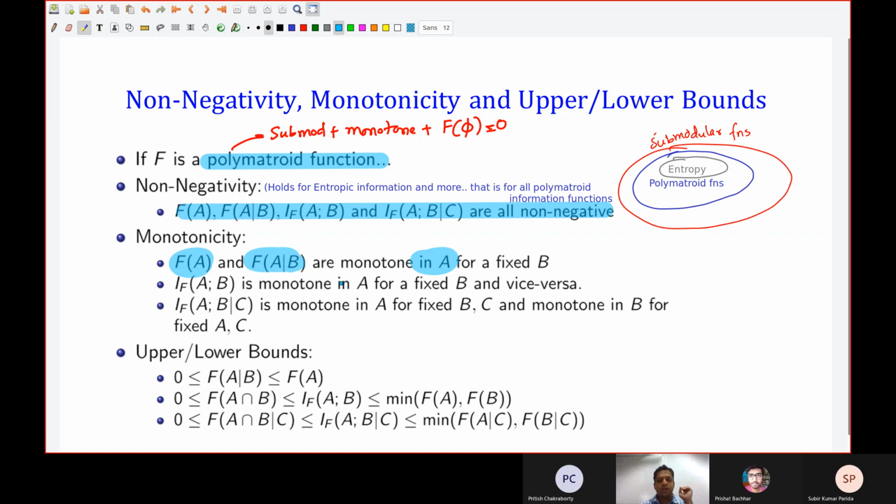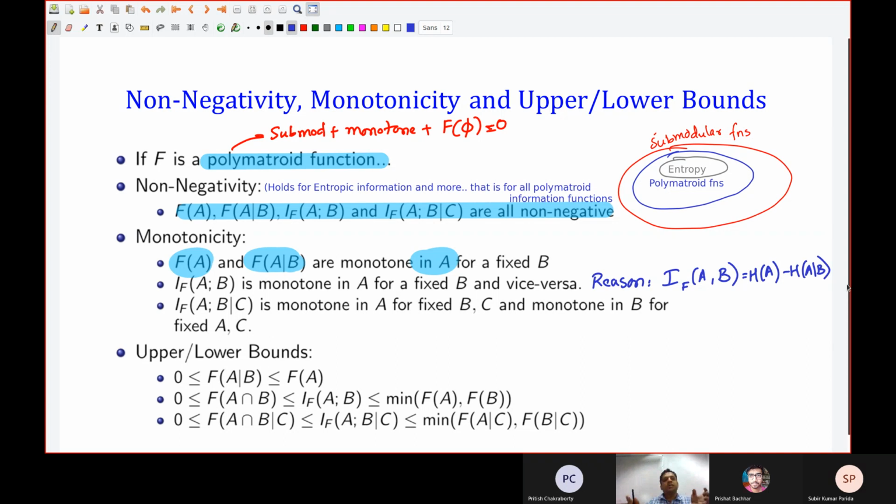Mutual information is monotone in A for a fixed B. And recall what mutual information is doing. Roughly, it is the entropy of A minus the entropy of A given B.